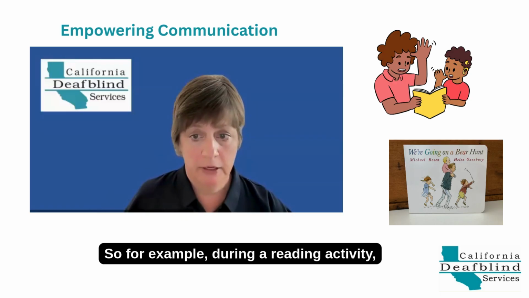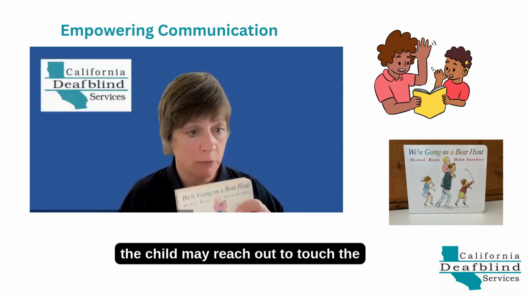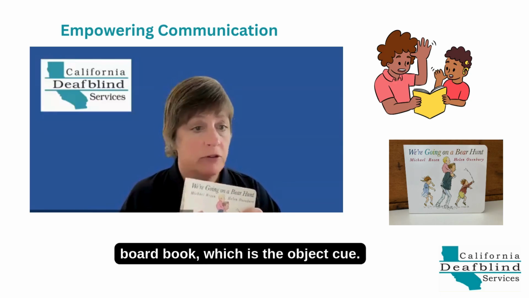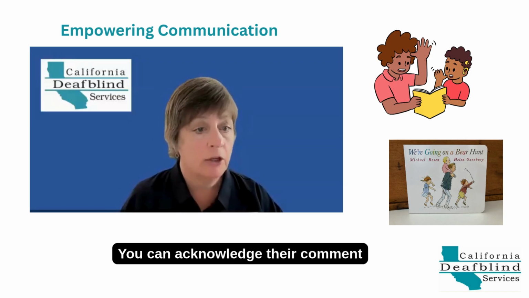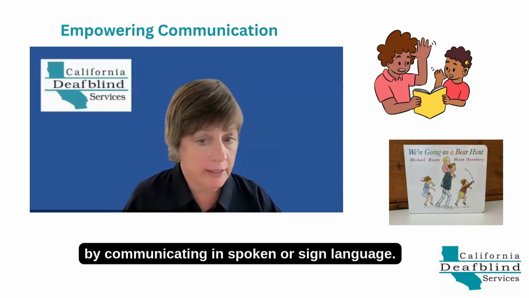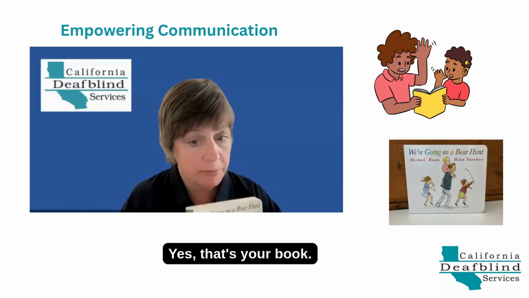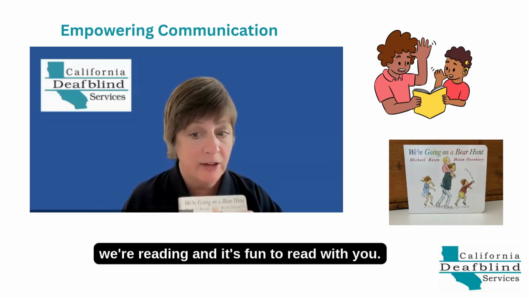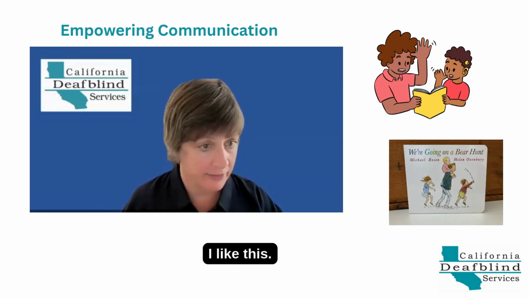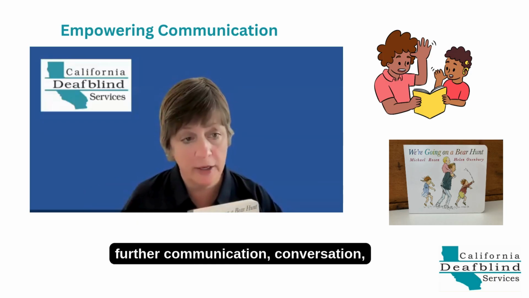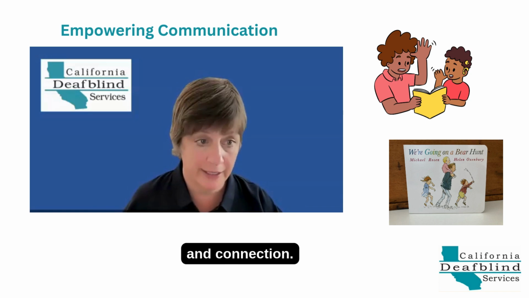So for example, during a reading activity, the child may reach out to touch the board book, which is the object cue for reading. You can acknowledge their comment by communicating in spoken or sign language. "Yes, that's your book. This is story time and we're reading and it's fun to read with you. I like this." So using the object cues to build further communication, conversation, and connection.